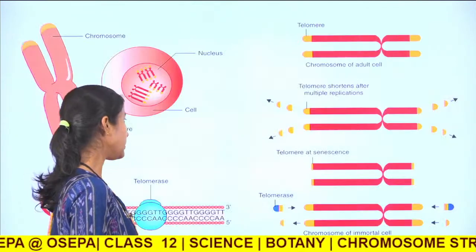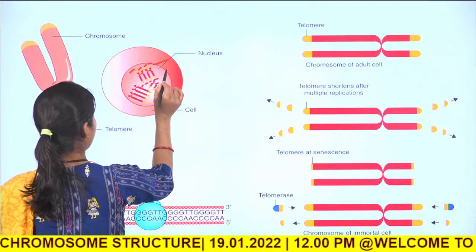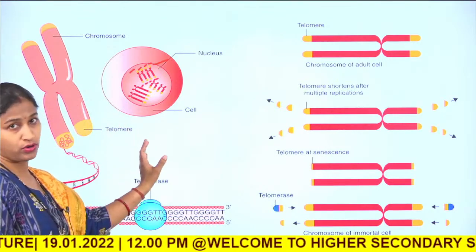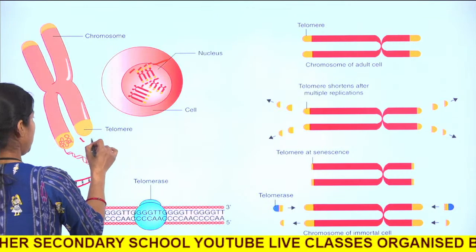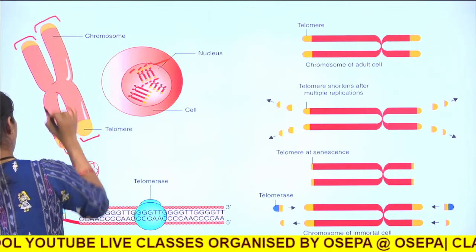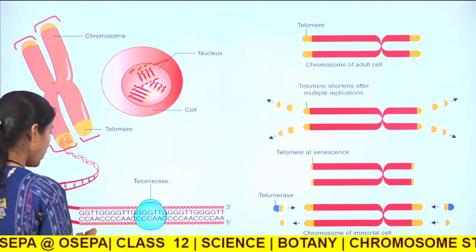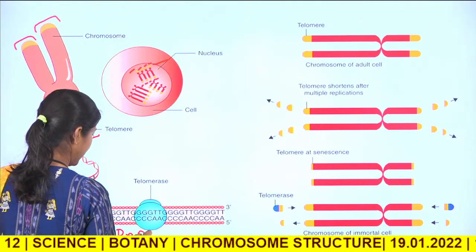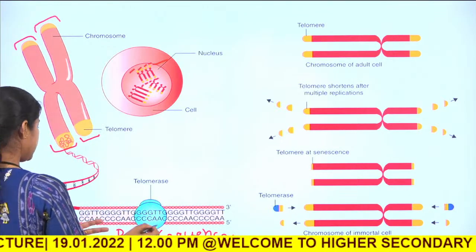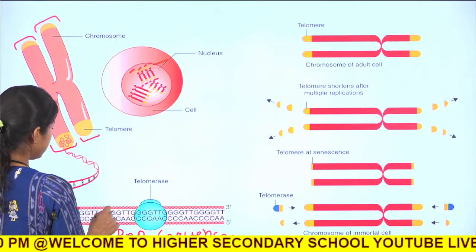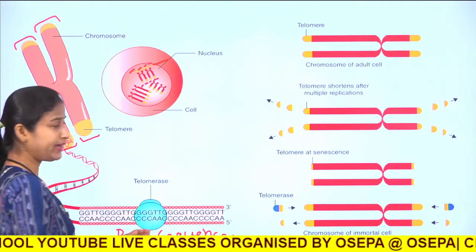So let us have a look at the diagram. These yellow portions are all the telomeric ends of any chromosome, and obviously you will find them within the nucleus. Now this is the clear-cut picture. These telomeric ends are made up of repetitive sequences. Here you can see something like GGTT, GGTT, like this. So 4G, 2T, 4G, 2T. So these are all repetitive sequences.